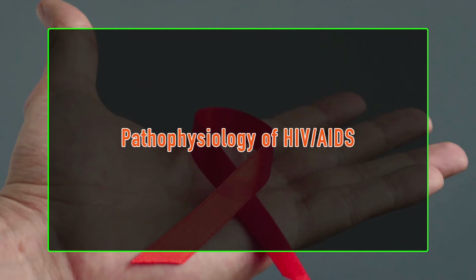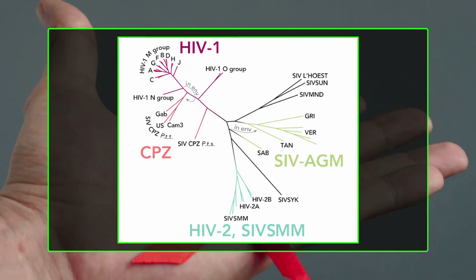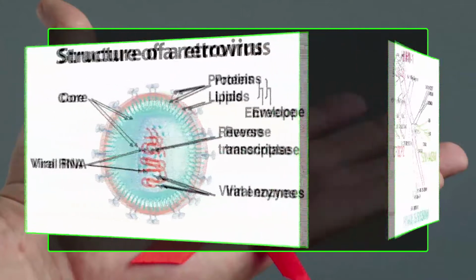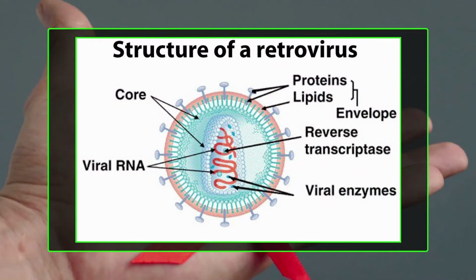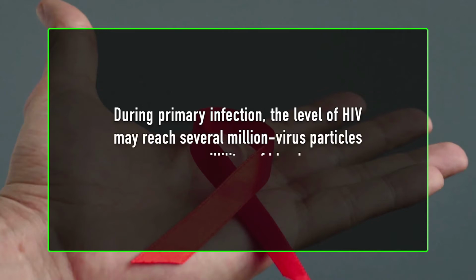Now we will discuss the pathophysiology of the HIV/AIDS epidemic. HIV disease is caused by infection with HIV-1 or HIV-2, which are retroviruses in the Retroviridae family and lentivirus genus. After the HIV virus enters the body, there is a period of rapid viral replication leading to an abundance of the virus in the peripheral blood system. During primary infection, the level of HIV may reach several million virus particles per milliliter of blood.